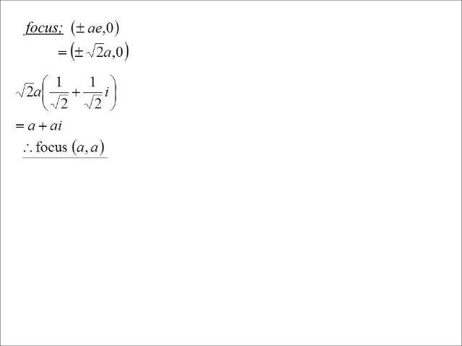So when I rotate it, multiply it by 1 on root 2 plus 1 on root 2 i, I get a plus ai, so the focus is (a, a). Makes sense. You'd think the focus would end up on the line y equals x, because that would be the axis of symmetry of the rectangular hyperbola. The directrix, what happens? A little bit more work here to work this one out.